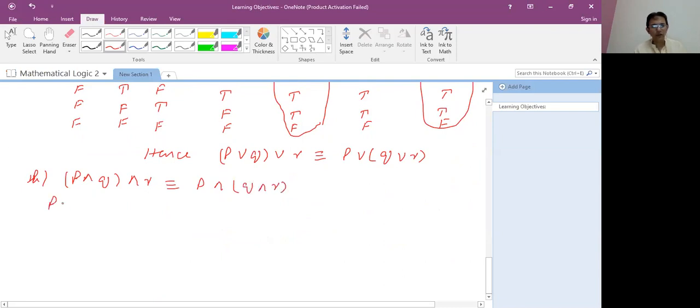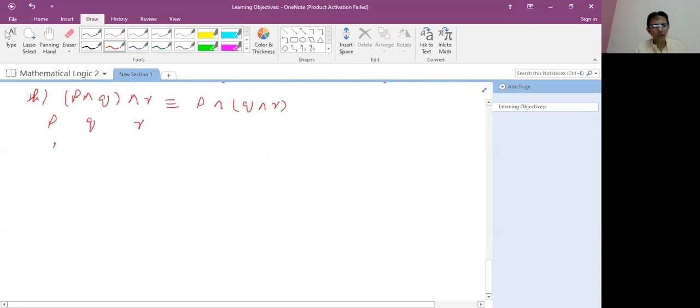So similarly, we will make 3 columns first. It has 3 variables, so we will consider 8 values in each column. True, true, true, true, false, false, false, false; true, true, false, false, true, true, false, false; and the last one is true, false, alternating.